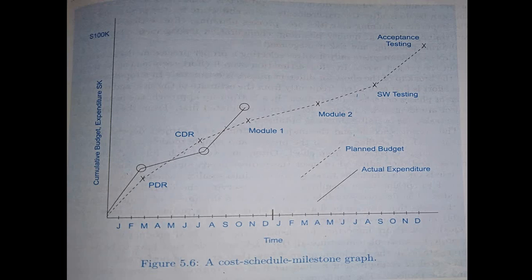Therefore, every stage has 6 stages in the graph: PDR, CDR, module 1, module 2, software testing and acceptance test.